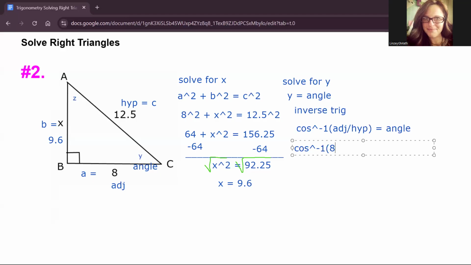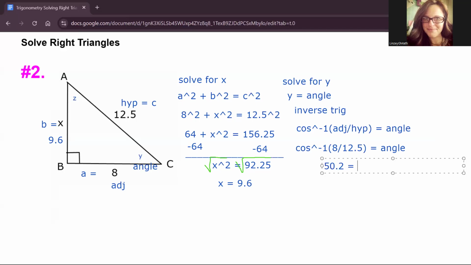Inverse cosine of 8 over 12.5 is equal to the angle. And we'll put that in the calculator. Inverse cosine, 8 over 12.5. And we get 50.2 degrees for the angle, for y.